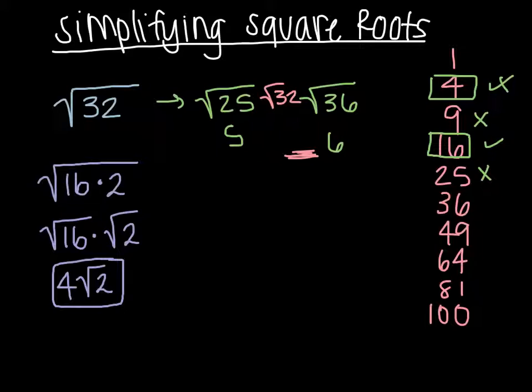Now if you pick up your calculator, which I'm going to do over here, and I type in the square root of 32 into my calculator, it gives me about 5.657. So that means that we were right when we thought it was going to be between 5 and 6. And then if I type in 4 times the square root of 2 into my calculator, I get the same exact thing. I get 5.657.